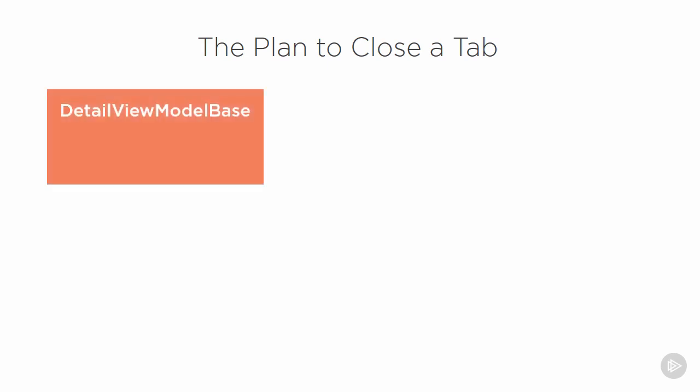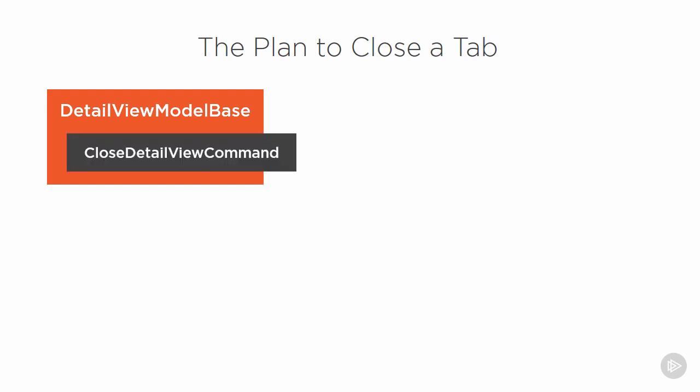Before we implement the logic to close a tab in the Friend Organizer application, I want to show you what the plan is. In the Friend Organizer application, we have created a DetailViewModel base class for the DetailViewModels Friend DetailViewModel and Meeting DetailViewModel. In this DetailViewModel base class, I want to introduce the closeDetailViewCommand property that is of type ICommand. In the item template of the tab control, we will create a button that binds to that command.